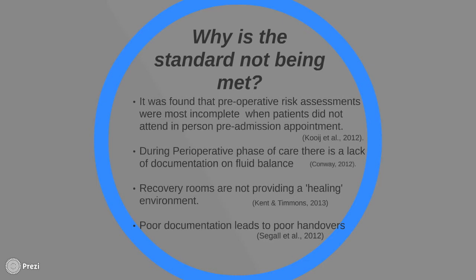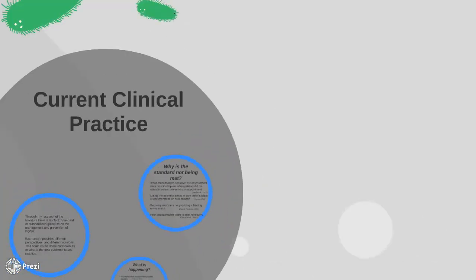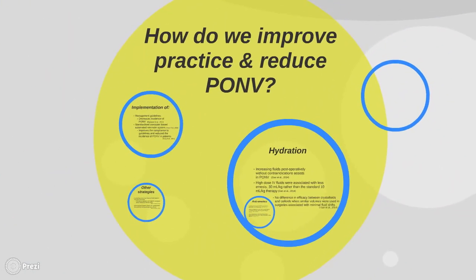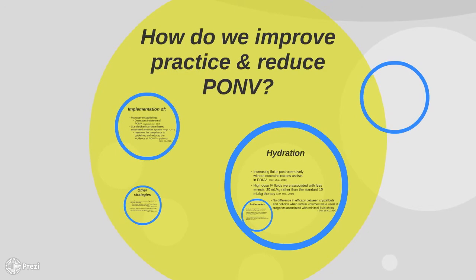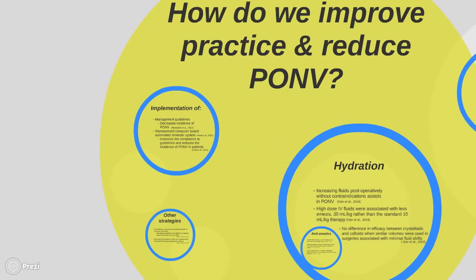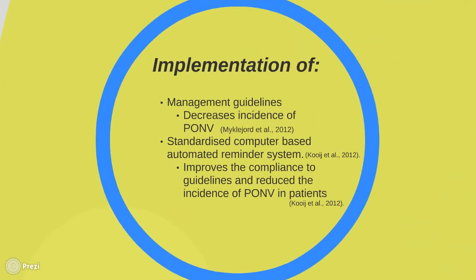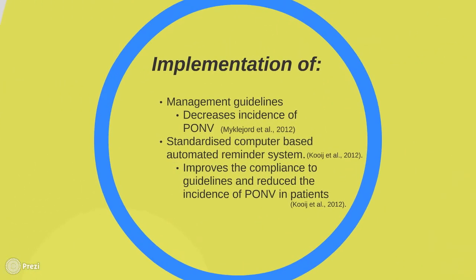So how do we improve practice while still reducing post-operative nausea and vomiting? We can do this through the implementation of management guidelines. It has been found that implementing such guidelines decreases the incidence of post-operative nausea and vomiting. In addition to implementing guidelines, the implementation of standardized computer-based automated reminders, it has been found that using a decision support system in conjunction with a risk assessment improved the compliance to the guidelines and reduced the incidence of post-operative nausea and vomiting in patients. This included higher risk patients.